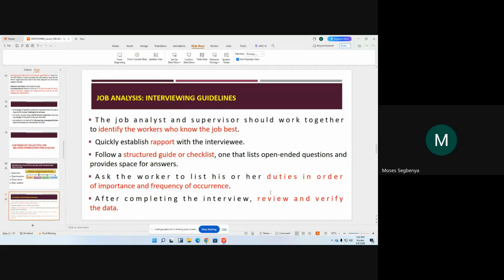So you ask the worker to list his or her duties in order of importance and frequency of occurrence, because you want to understand the task. What are the activities in the work? You want to understand them. So you ask workers to list what exactly they do when they come to work, and they will list them for you. After completing the interview, review and verify the data.